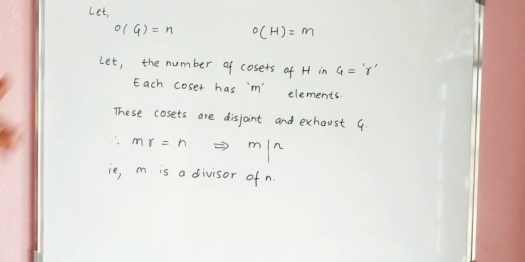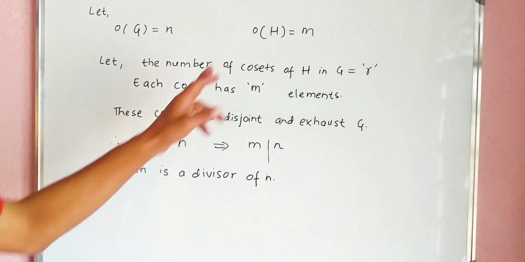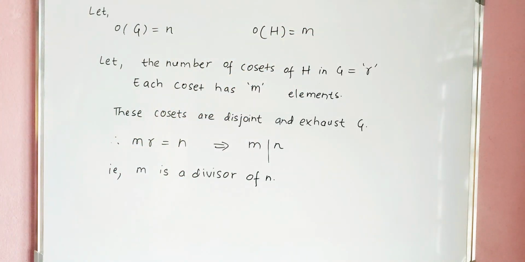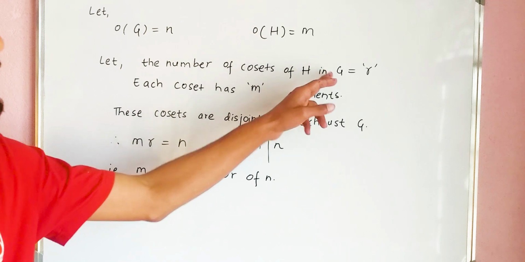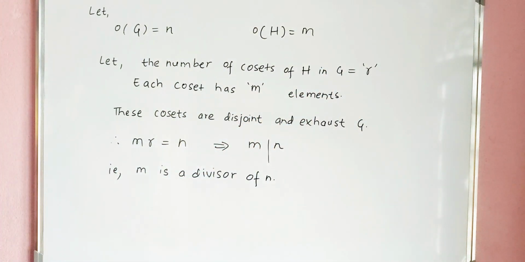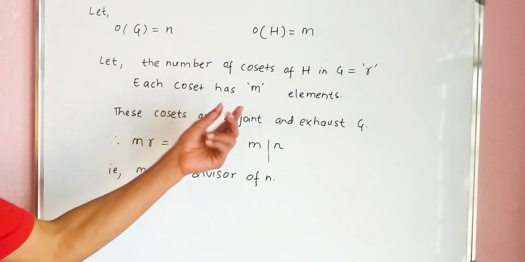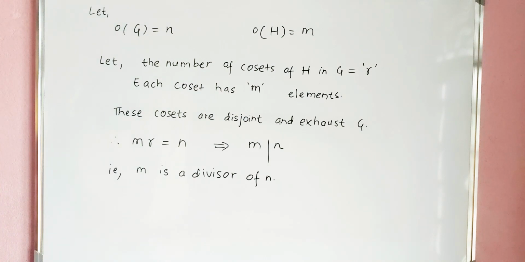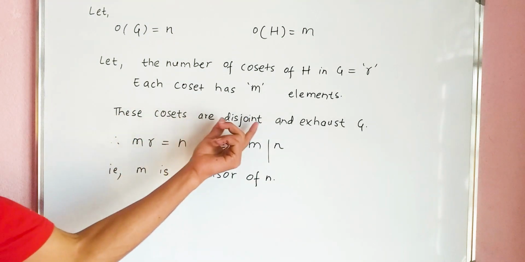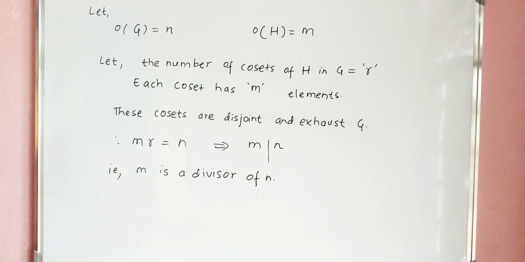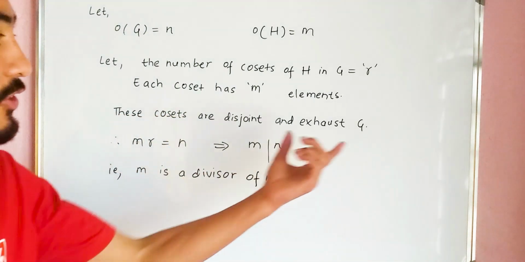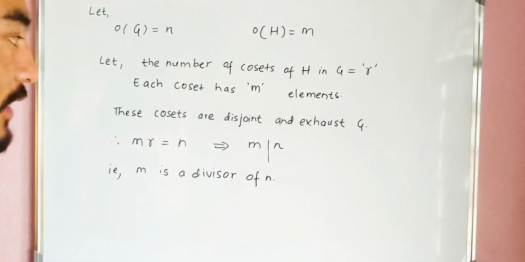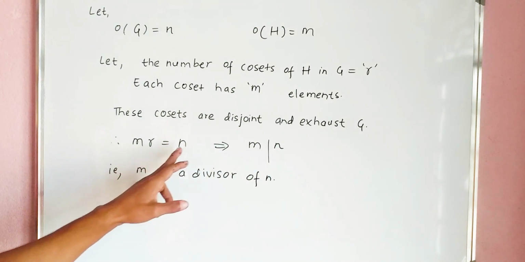Now let the order of G be n and the order of H be m. Also let the number of cosets of H in G be r. Then by our previous discussion, each coset of H has m elements because the order of H is m. Also, these cosets are disjoint. They form equivalence classes, and these cosets exhaust G. Therefore, we must have mr equals n.